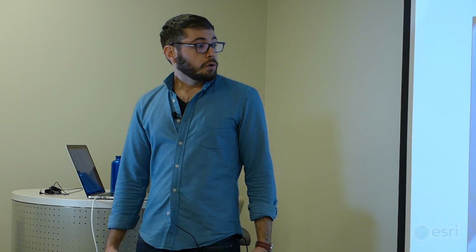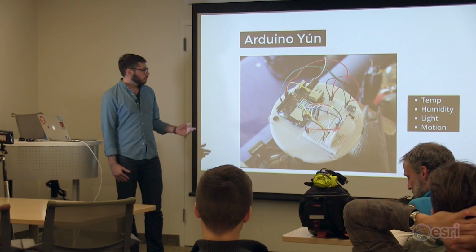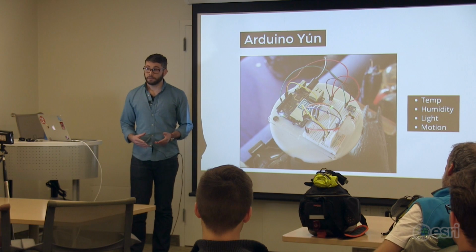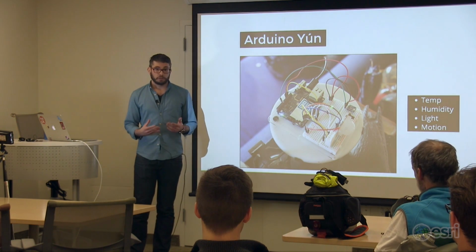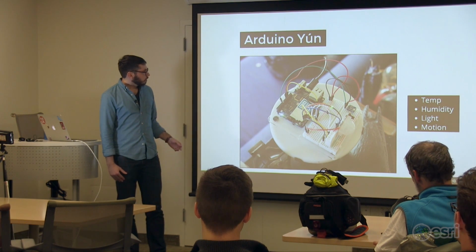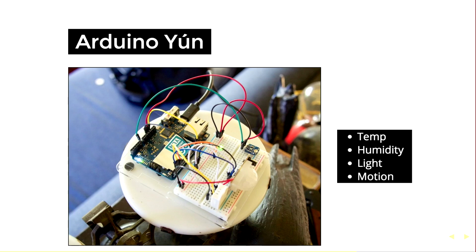What I decided to do instead, though, was to use my Arduino and hook up some physical sensors to it for detecting the actual amount of light in the room and using that to determine if it's dark enough to turn the lights on. And so this is my Arduino. I have sensors for temperature, humidity, light, and motion.